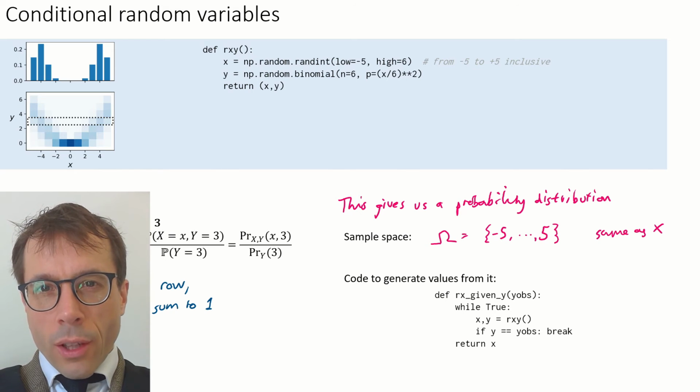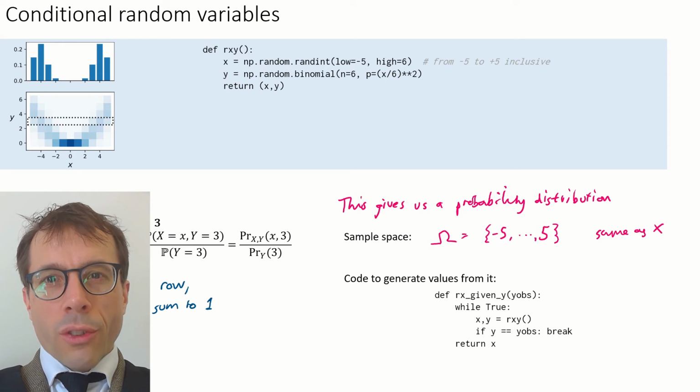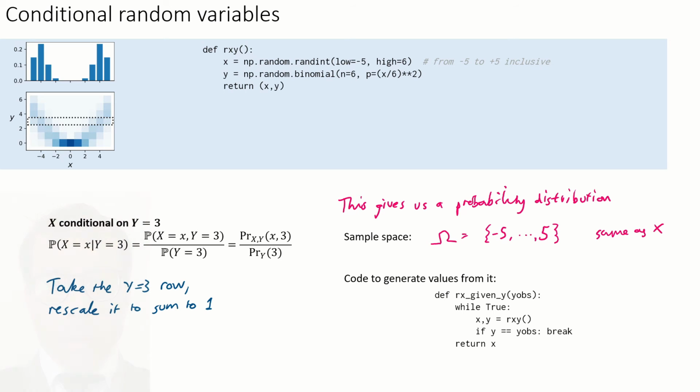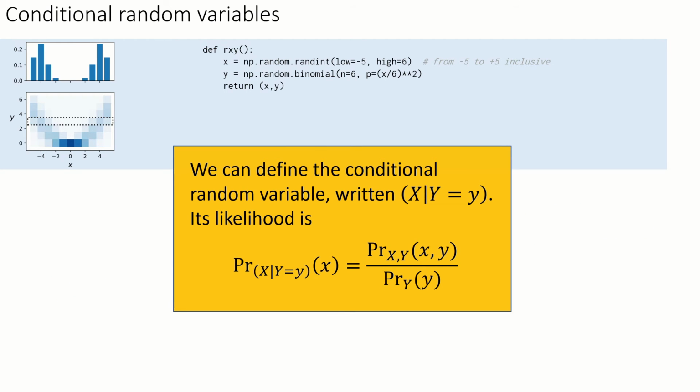But for the continuous case, we can't start with code like this. We just have to start directly with the likelihood function. So before we do that, let's summarize where we've got to. Given a pair of random variables x and y with a joint distribution, we can define a conditional random variable written big X conditional on big Y equals little y, and its likelihood is given by this formula, which simply says take a slice from the joint density and rescale it so it sums to 1.